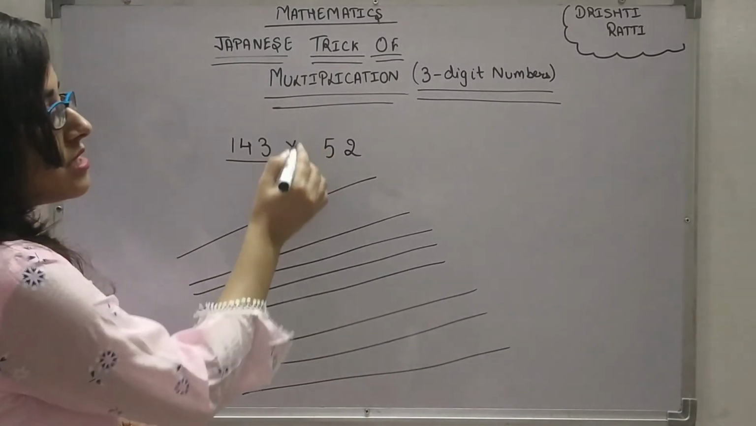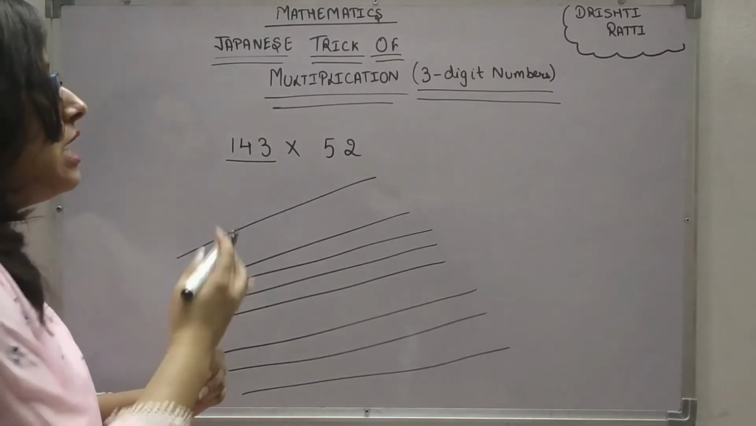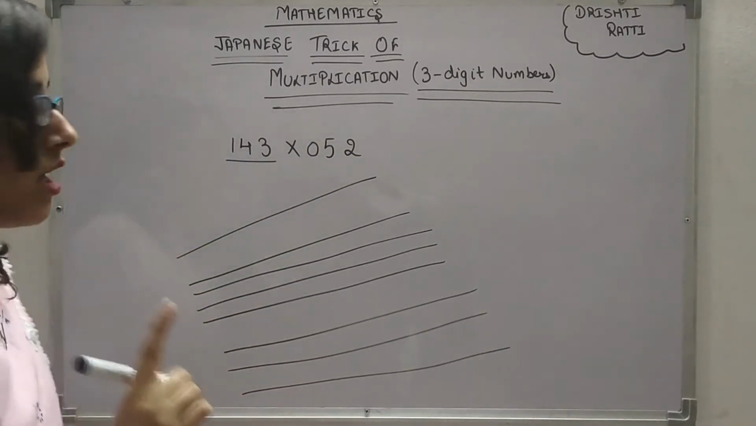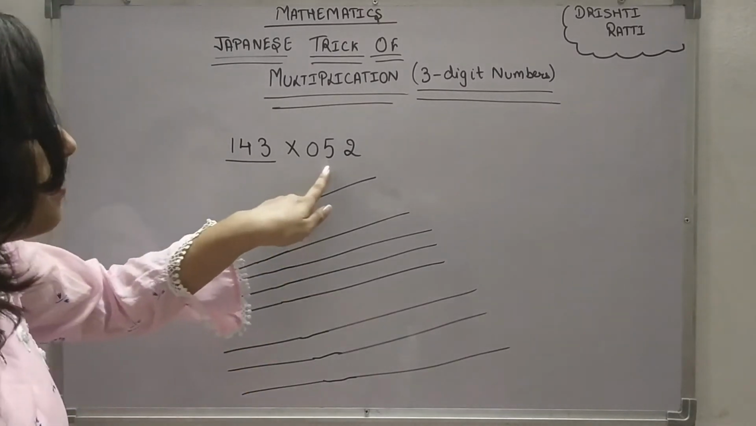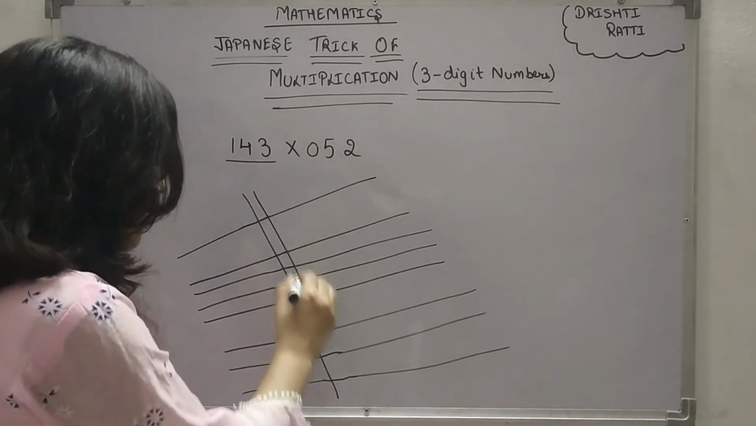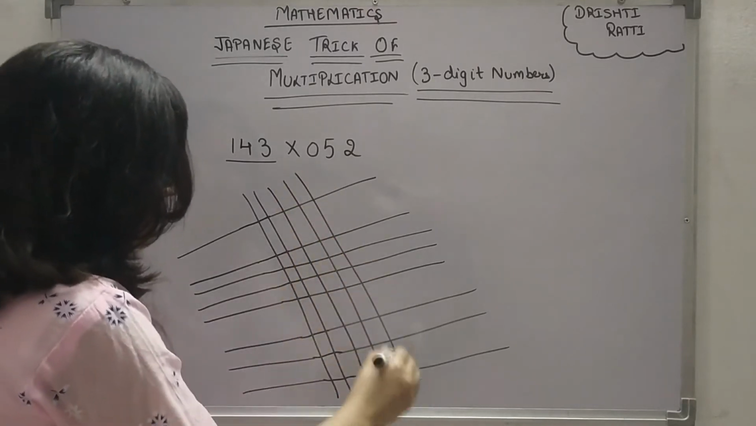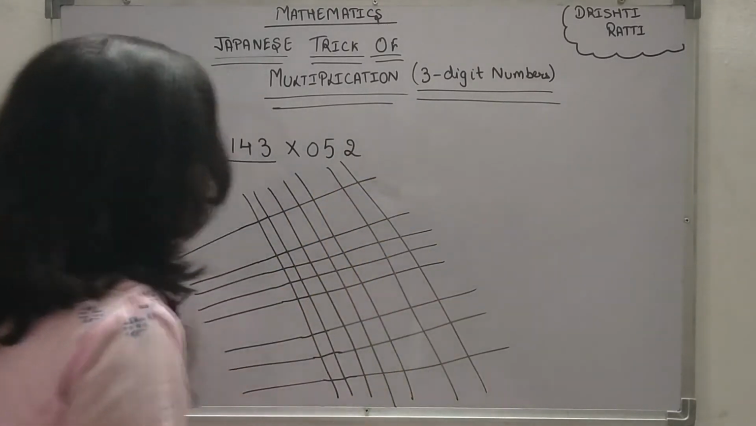After that, you can see it's the number 52. You have to write it first of all in 3-digit form, so I will put a 0 over here. 0 means that there will be no line on this side. Then coming to 5 lines, let's make 5 lines like this, 1, 2, 3, 4 and 5. Then let's make 2 lines over here, that is 1 and 2.